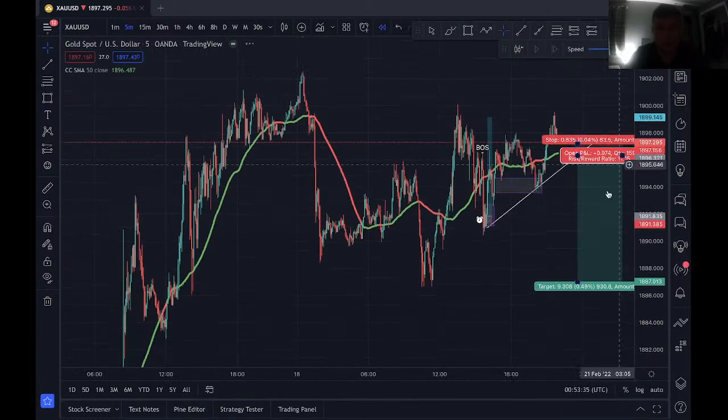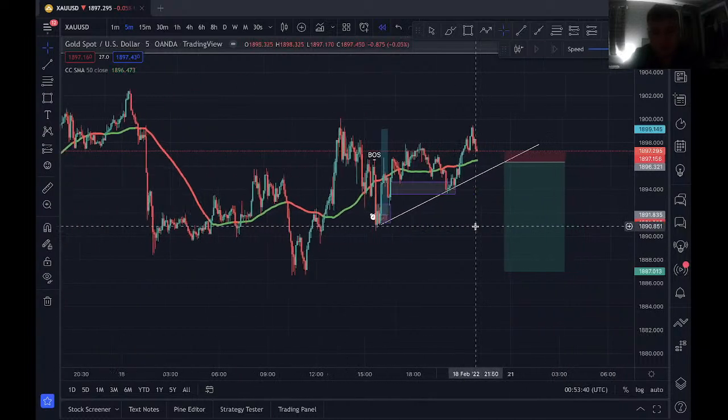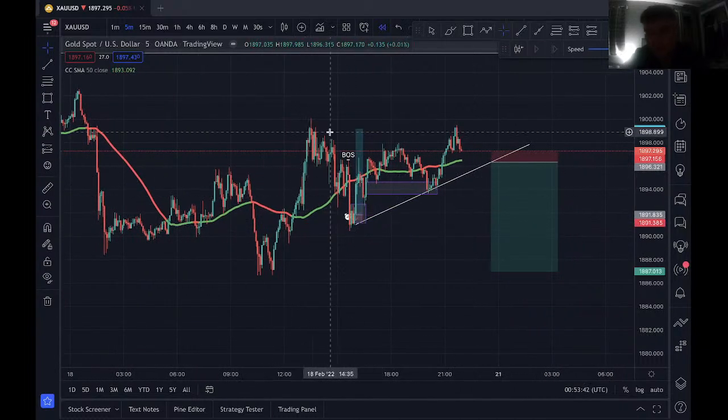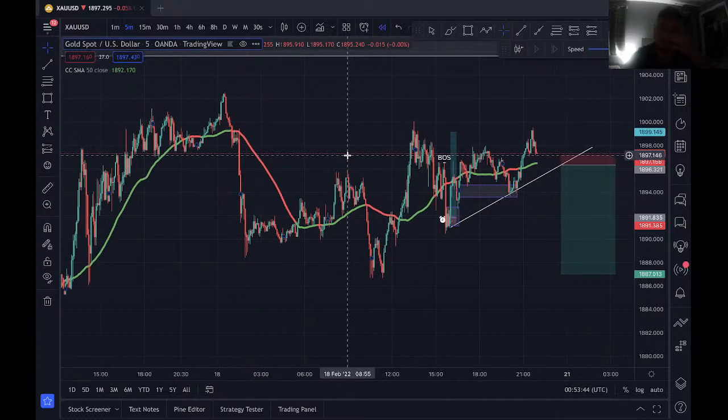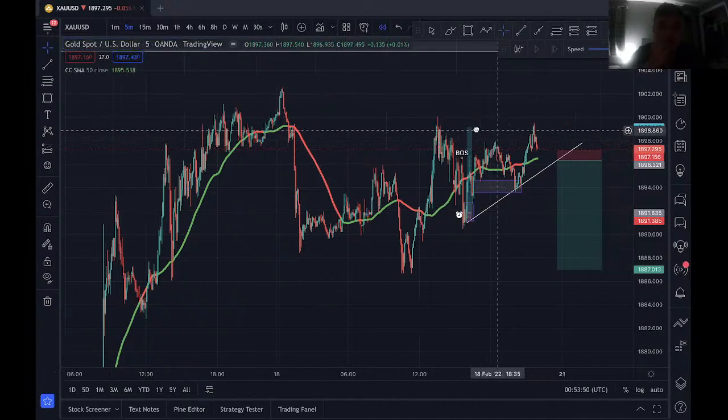Just go over this. That was how I worked that one out, how I took that trade for 730 pips. And once you start seeing market structure, you can start to identify where price is going to go.